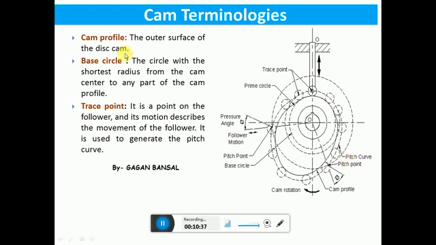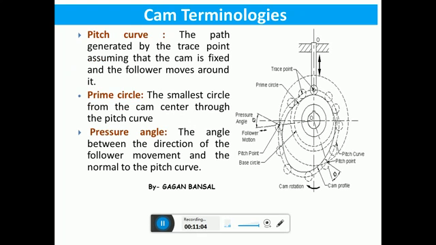So what is a cam profile? It is the outer surface of the disc cam, we can say. We have considered here a roller follower. And what is the base circle? The circle with the shortest radius from the cam center to any part of the cam profile is known as base circle. Trace point, it is a point on the follower and its motion describes the movement of the follower. It is used to generate the pitch curve.